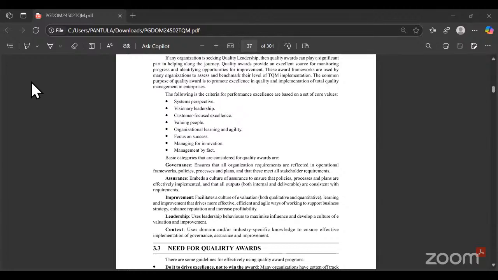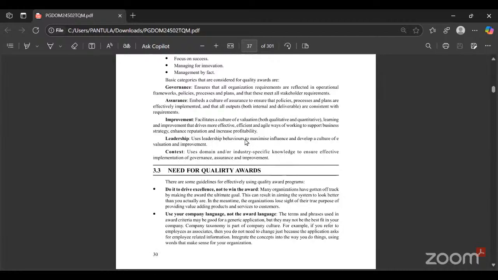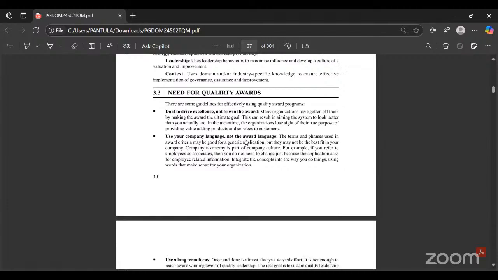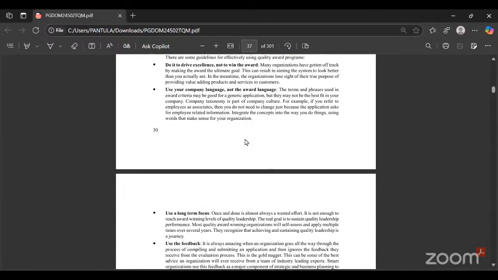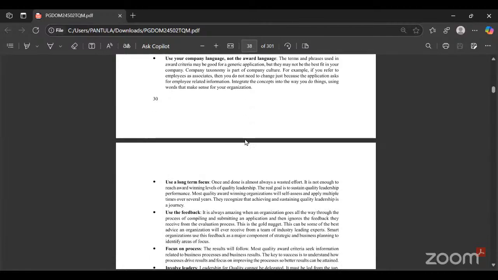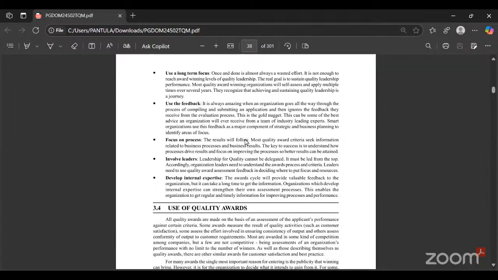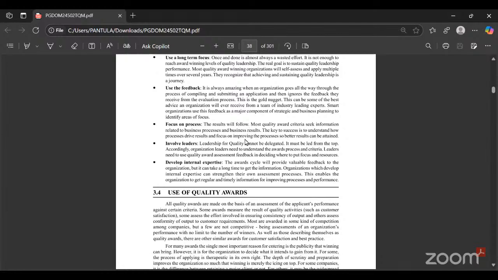Need for the quality awards. Do it to drive excellence, not to win the award. Use your company language, not our language. Use a long-term focus, use the feedback, focus on process, involve leaders, develop internal expertise. So these are the things.